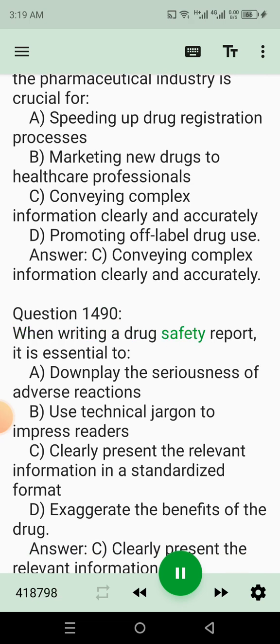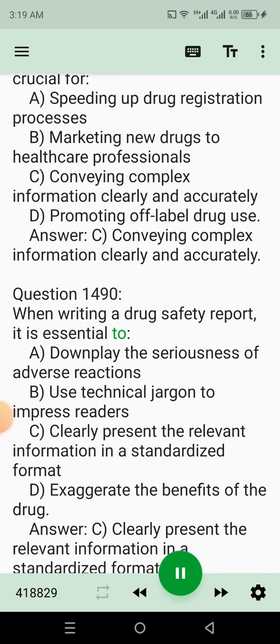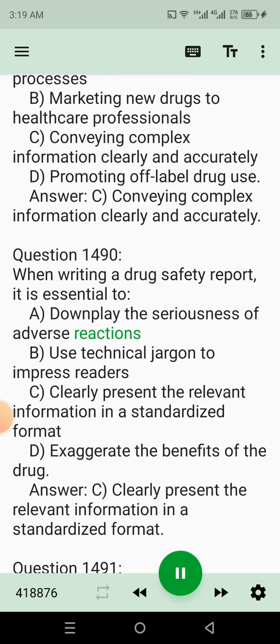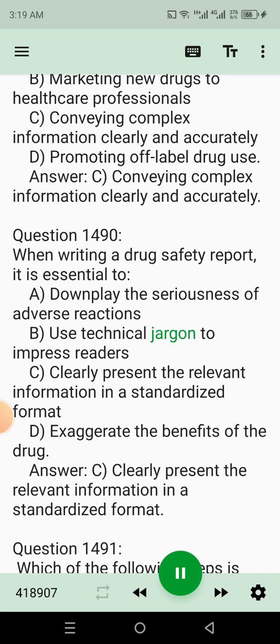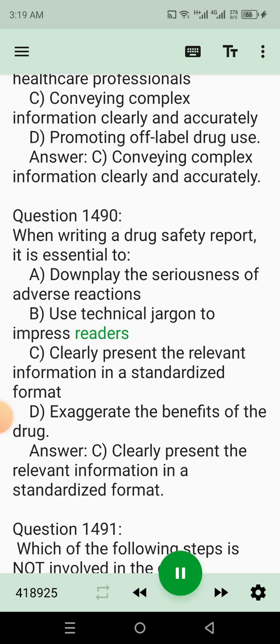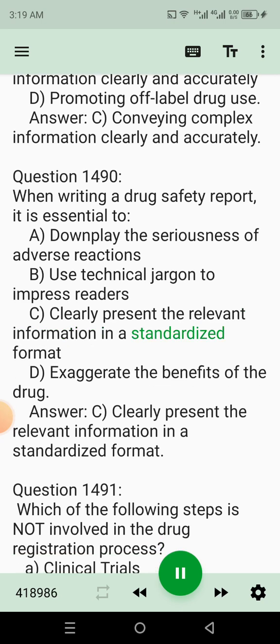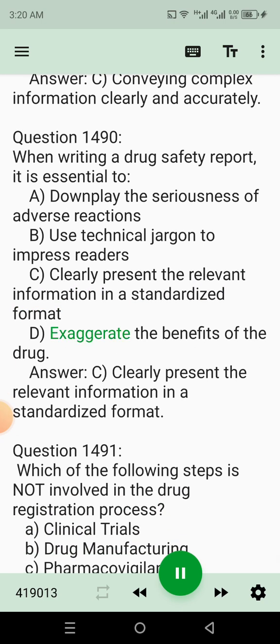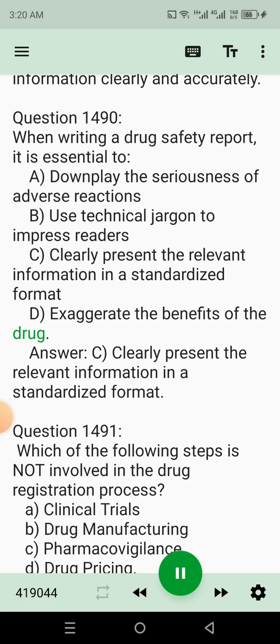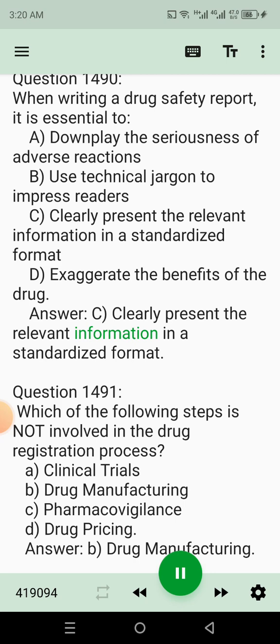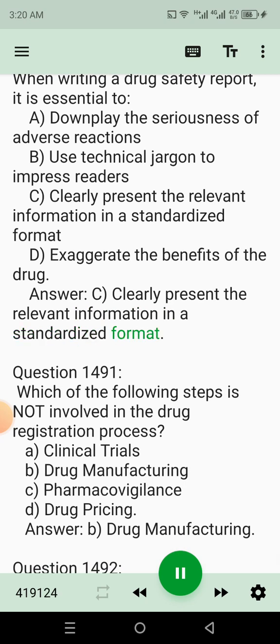When writing a drug safety report, it is essential to: A. Downplay the seriousness of adverse reactions. B. Use technical jargon to impress readers. C. Clearly present the relevant information in a standardized format. D. Exaggerate the benefits of the drug. Answer: C. Clearly present the relevant information in a standardized format.